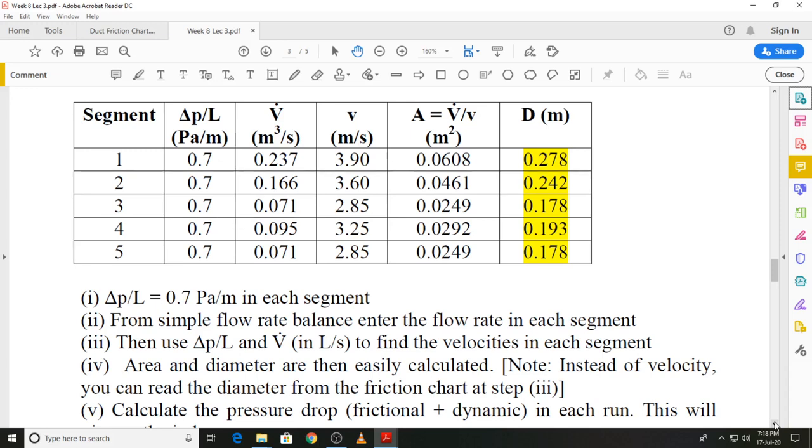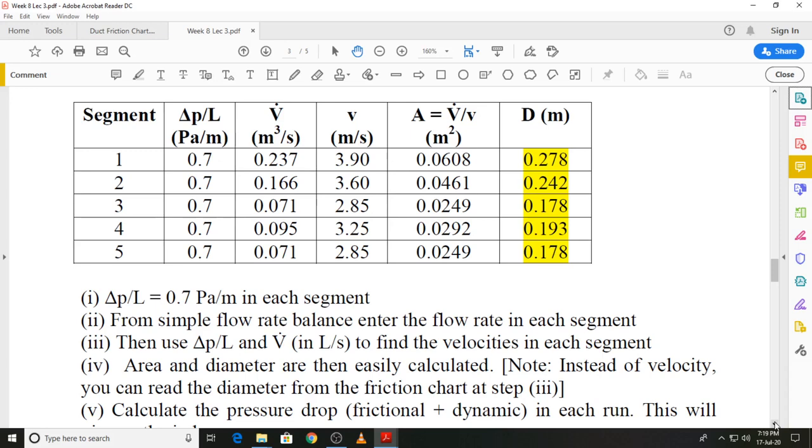Once you have got the velocity, then again, because the area is the volume flow rate by velocity, you will get the cross-sectional area, which is equal to pi d square by 4. So you will get the diameter of the duct. So that will be the sizing.